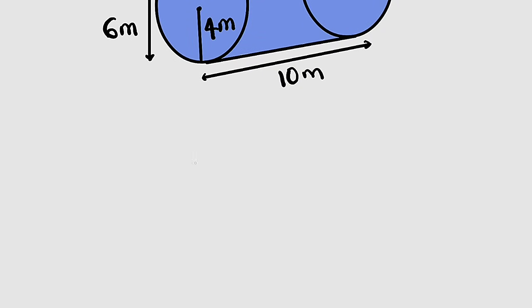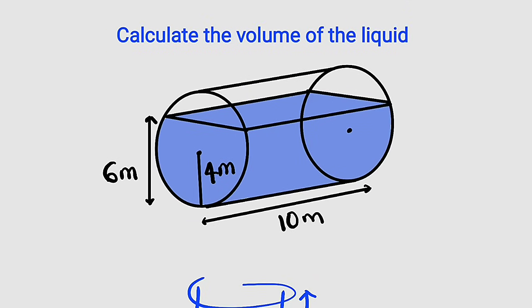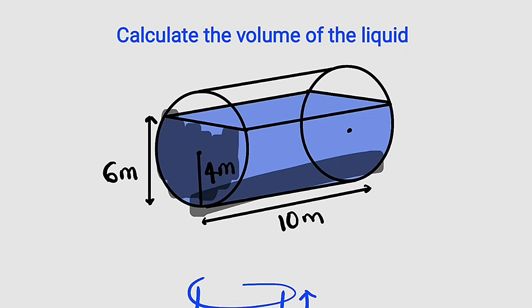Assuming it was upright vertically, something like this, all you have to do is to find the area of the base, which is a circle, then you multiply by its height to get the volume of the cylinder. But since it is sitting horizontally, all we have to do is to find the area of this segment, then we multiply by the height, which is 10 meters.